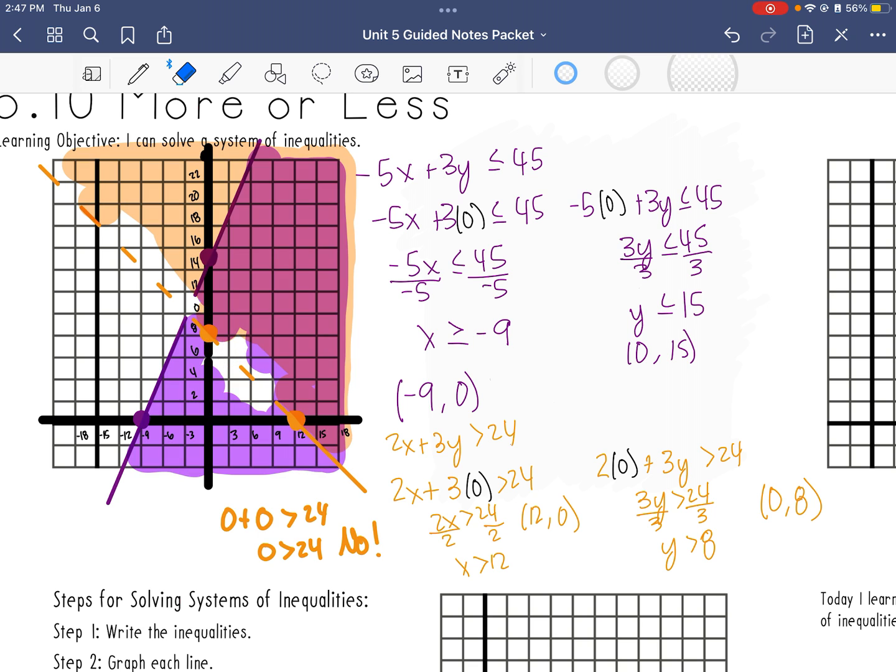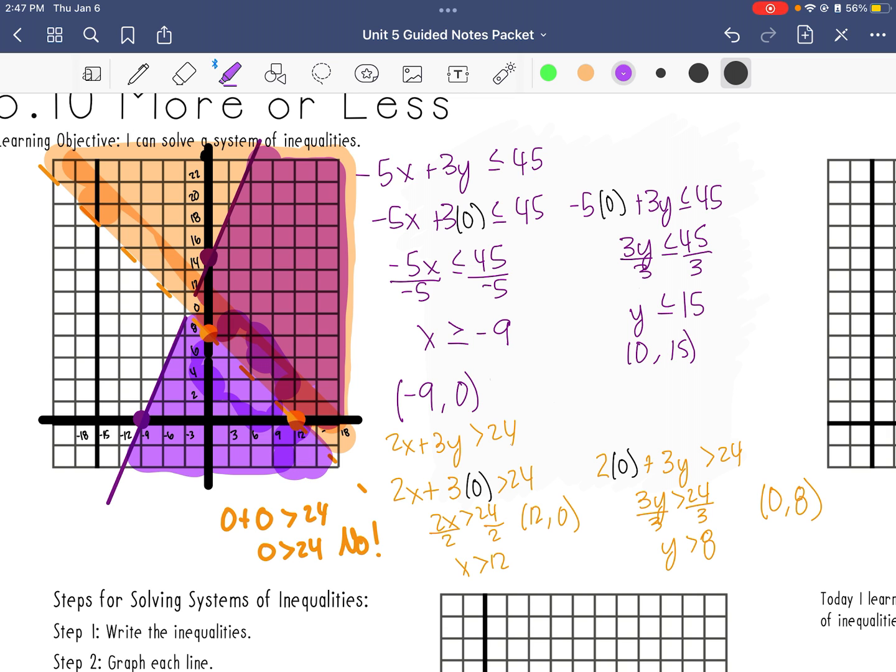And I will come back in and fill in the correct shadings now. But those should be a dotted line on this one. Okay, so we've done that.